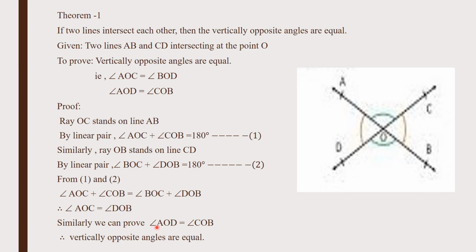Similarly, we can prove the next pair of opposite angles AOD and COB are equal. So now we proved vertically opposite angles are equal.